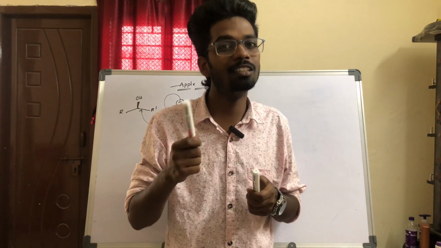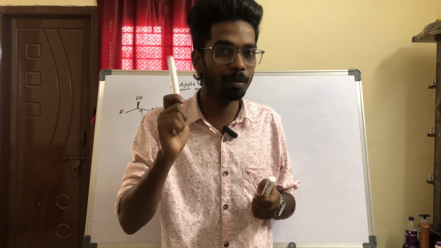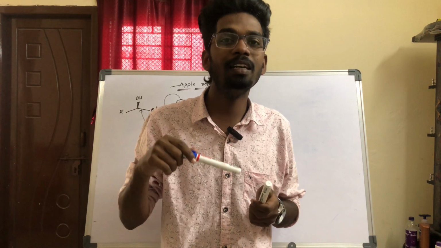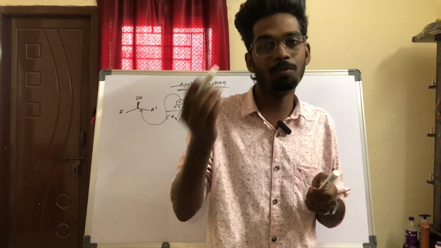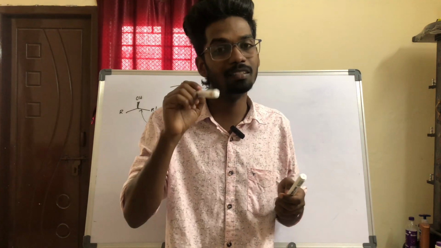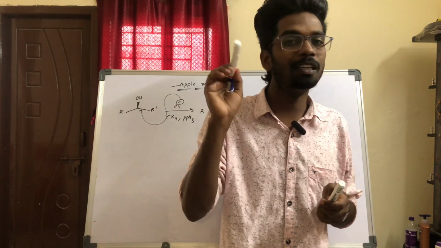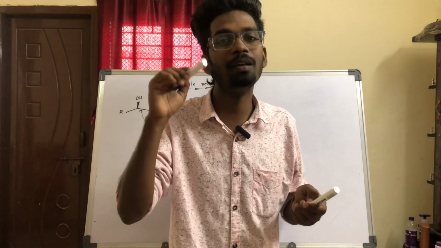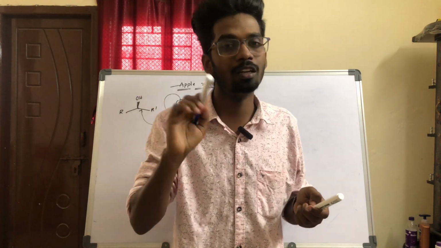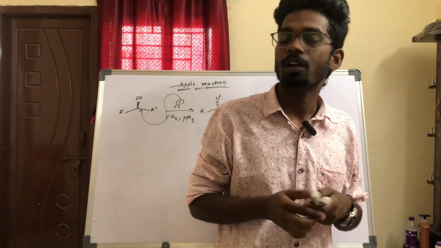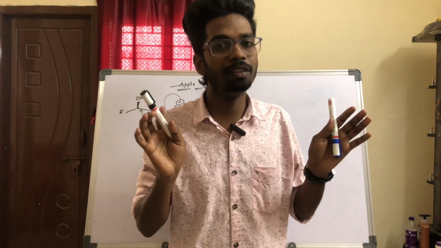But in the Mitsunobu reaction, the reagent we are using is DEAD plus PPh3. Coming to the Appel reaction, here we are using carbon tetrabromide or carbon tetrachloride in the presence of PPh3. So DEAD plus PPh3 in the Mitsunobu reaction, and in the Appel reaction, carbon tetrabromide or carbon tetrachloride and PPh3. The reaction mechanism is the same.